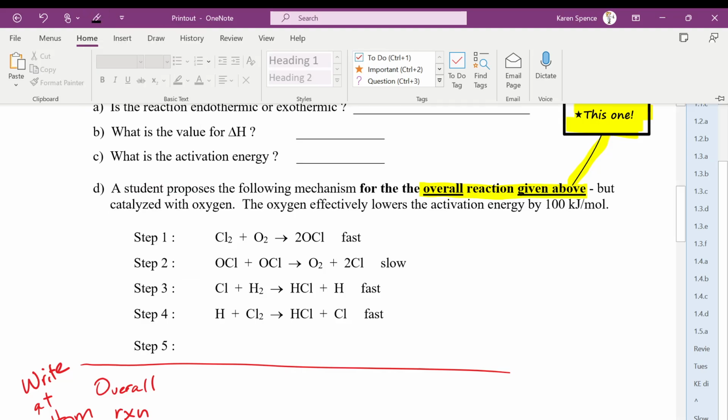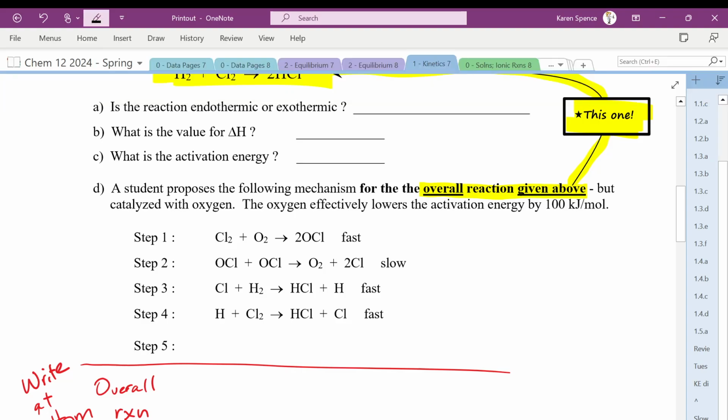So we have H2 plus Cl2 goes to 2 HCl. So that's number one. Write the overall reaction at the bottom.